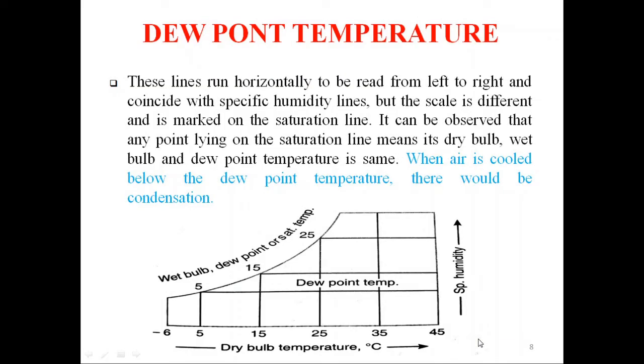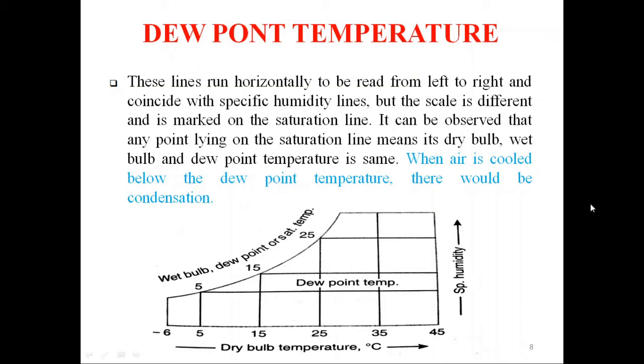Next is dew point temperature. These lines are horizontal, to be read from left to right, and coincide with the specific humidity lines. As you can see, on the saturation curve there is a marking of temperature 5, 15, 25 and so on. So these lines move from left to right, and these are also horizontal in nature, similar to that of the specific humidity.